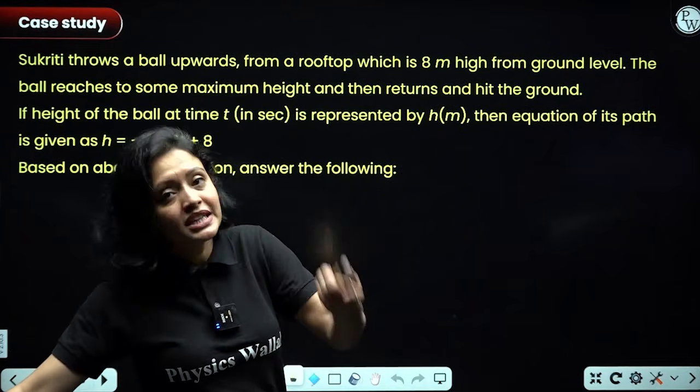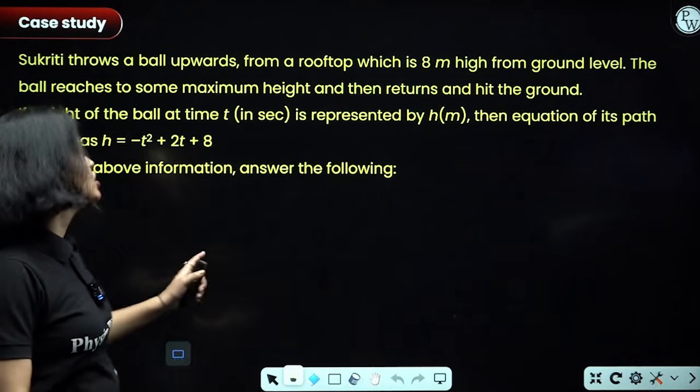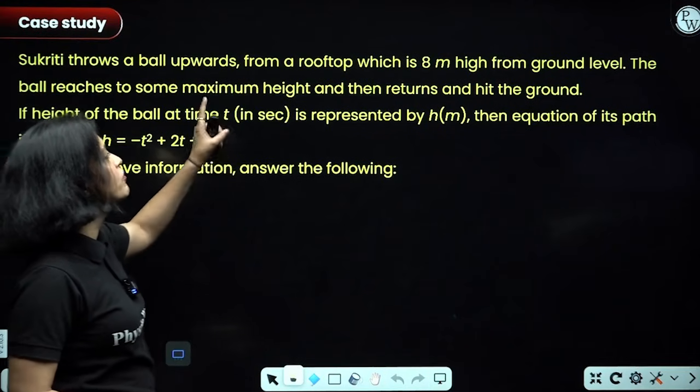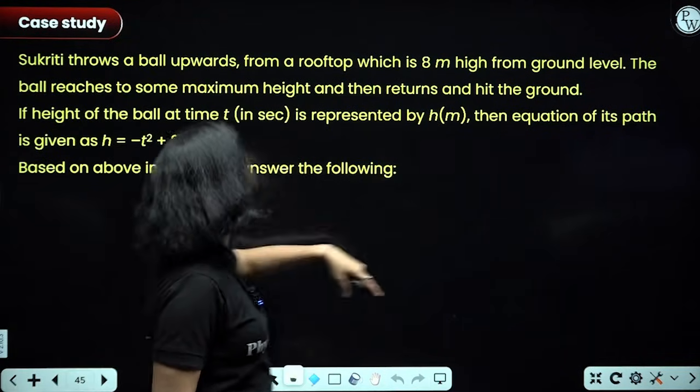You should practice some case study questions. Okay, let's go. Sukriti throws a ball upwards from a rooftop which is 8 meters high from ground level.